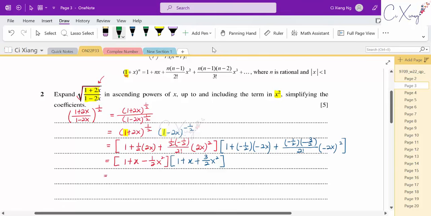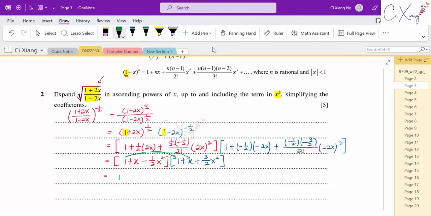So first of all, I take 1, multiply with the 1 here, I get a 1. Then first term multiplied with the second term, I get an x. First term multiplied with the third term, I have 3 over 2 x squared. Okay, and after that, go to the second term. For the second term, also the same thing. x multiplied with 1, I have the x. x multiplied with x, I get x squared. And then x multiplied with the last term here, I'll get something with x power 3, and x power 3 is not needed in our final answer. Therefore, I'm not going to multiply them.